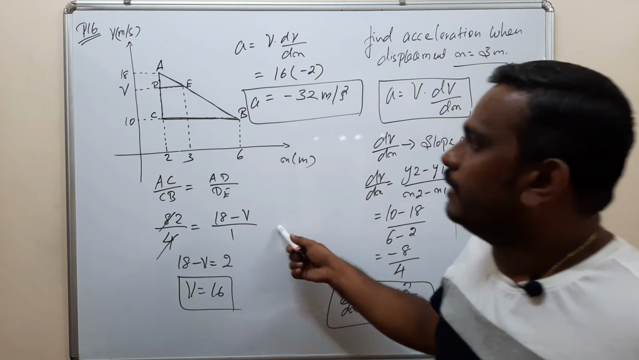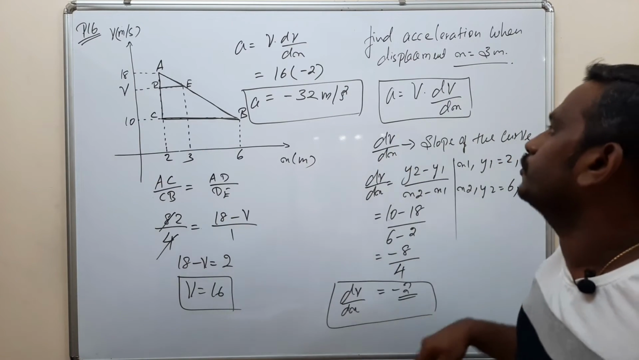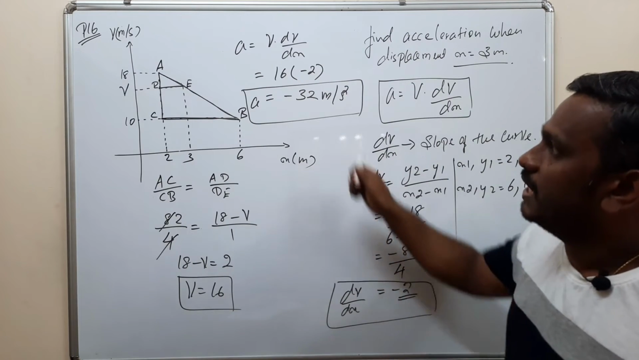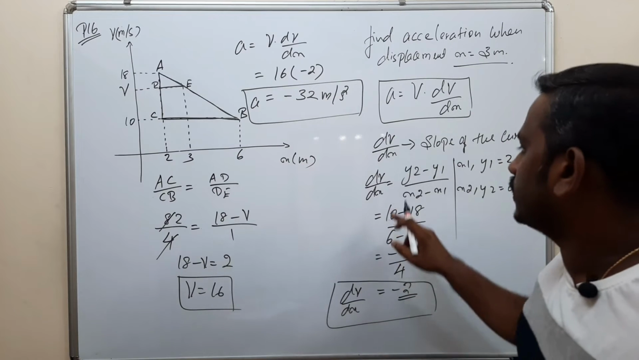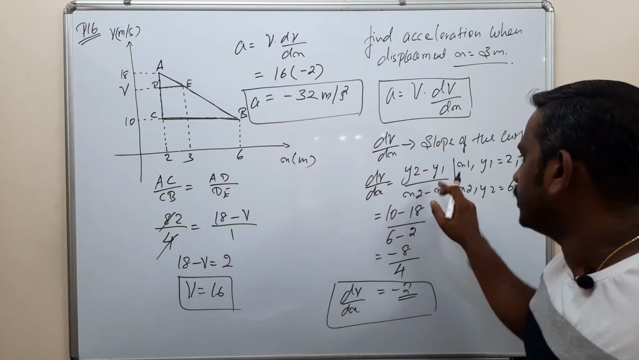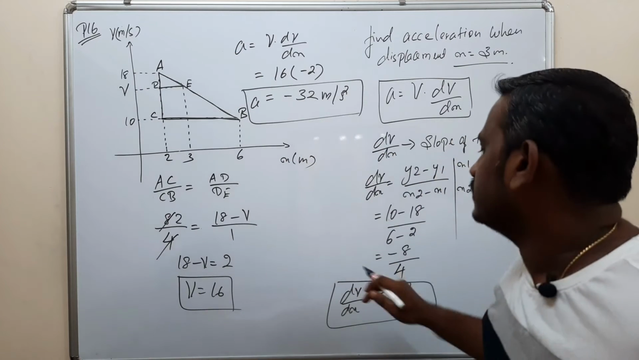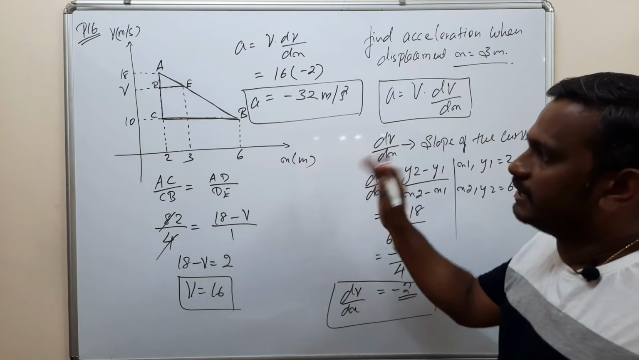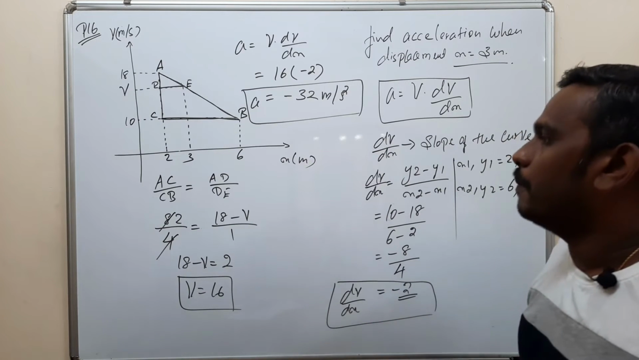So for the velocity-displacement graph, we use the formula a is equal to V into dV by dx, where dV by dx is nothing but the slope of the curve. We find the slope using y2 minus y1 by x2 minus x1. The line is like that, so the angle is greater than 90 degrees, and that is a negative slope.